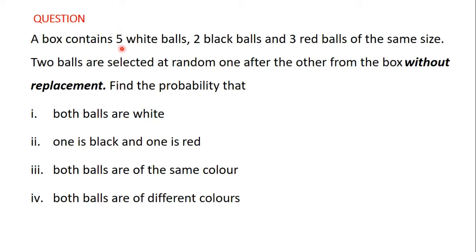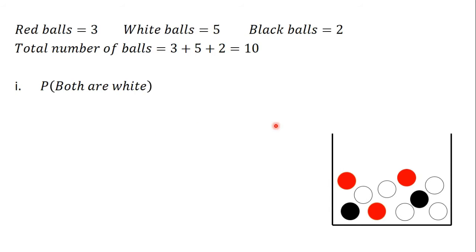So we have this box that contains 5 white balls, 2 black balls and 3 red balls. We are selecting 2 balls from the bag one after the other without replacement, and we are being told to find the probability of these events. We will solve the first one in this video, then we will solve the others in the subsequent videos. So once again, we have the box with 3 red balls, 2 black balls and 5 white balls. So the total number of balls will give us 3 plus 5 plus 2, which is 10. So we have a total of 10 balls.